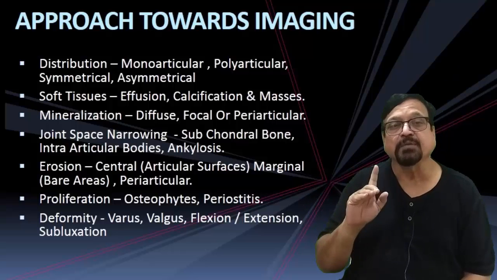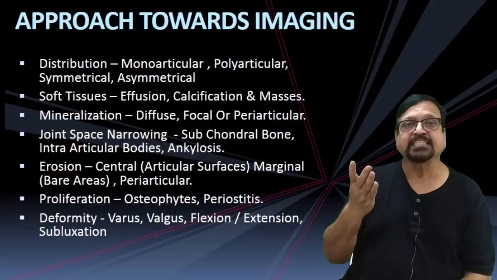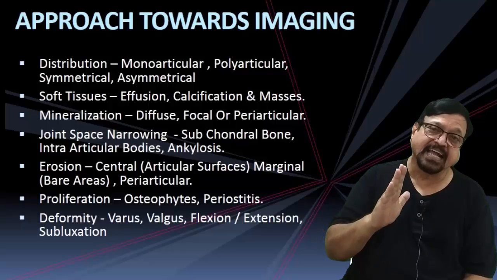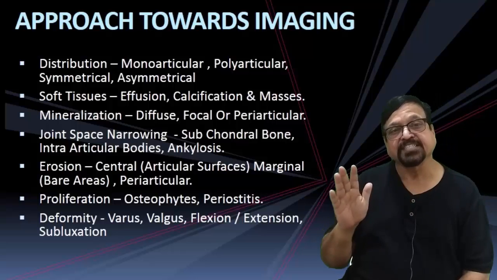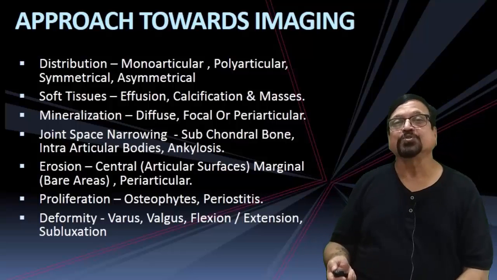Now, deformities in tuberculosis are a part of the disease process. They can be varus, valgus, flexion, extension and subluxations. These can come as late manifestations, but one has to look at it and interpret what should be done.